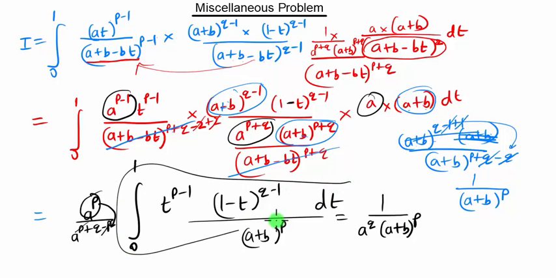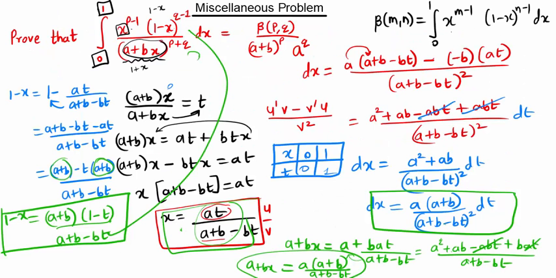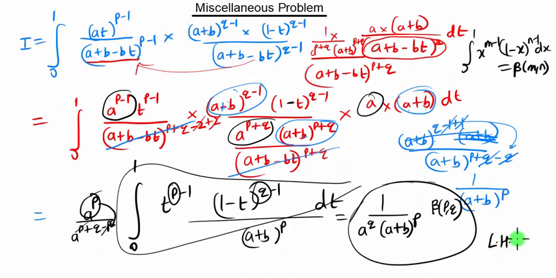Now if you see only this integration, it is similar to integration of 0 to 1 x raised to m minus 1 into 1 minus x the whole raised to n minus 1 into dx, which is nothing but beta of m comma n. So these two equations are similar, so this is nothing but beta of p and q. So this is our integration. Now if you compare this equation with our given equation, both these terms are similar, so left hand side is equivalent to right hand side, hence proved.